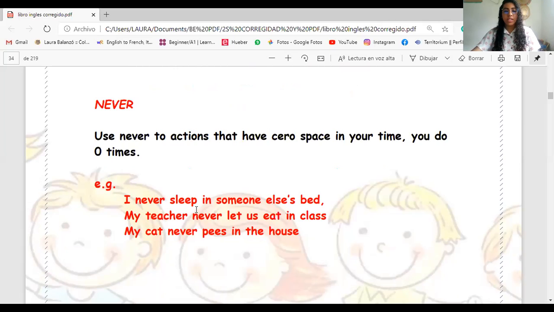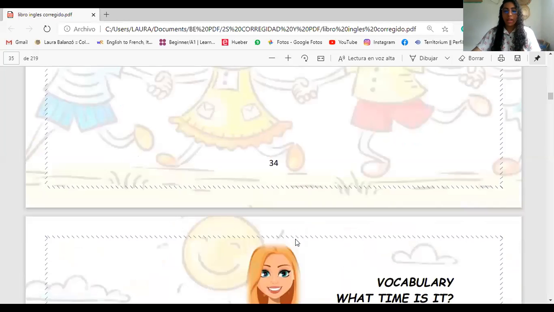My teacher never lets us eat in class. Mi profe nunca nos deja comer en clase. And last one, my cat never pees in the house. Mi gato nunca hace sus necesidades en la casa, siempre afuera. All right?